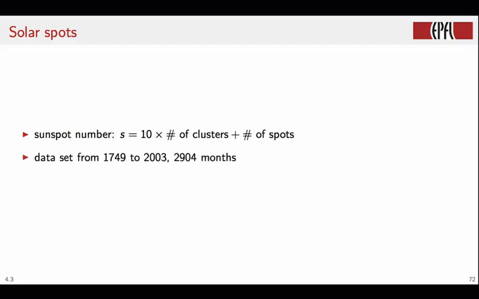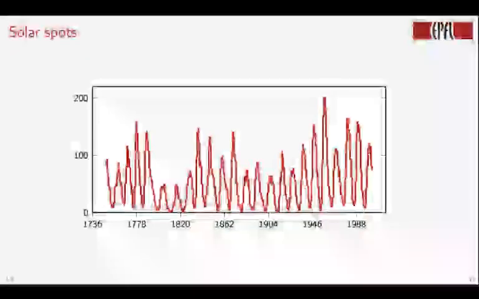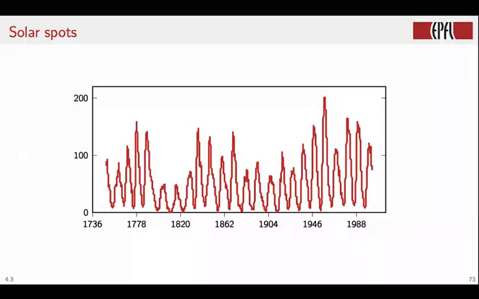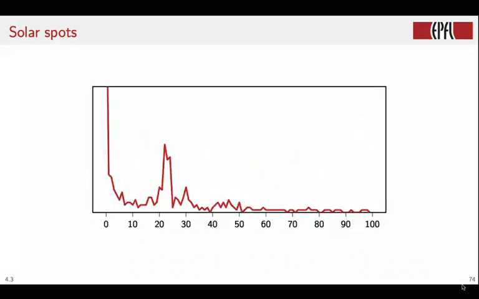So we have a data set that goes from 1749 to 2003. That is equivalent to 2900 months. Solar spots are computed every month. And as we plot this data, we see that there is an oscillatory behavior. We are interested in finding out if there's any fundamental periodicity in solar activity, so we can take the Fourier transform. The sunspot time series is a real signal.